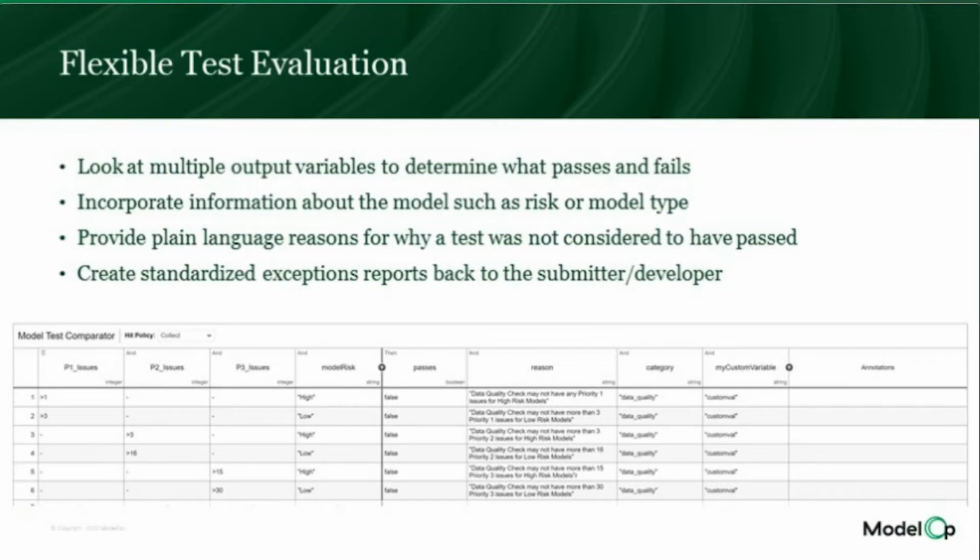So if it's high, we're saying for data quality issues, we can't have more than one. We're only allowing one P1 issue. Whereas if it's a low-risk model, we can have up to 3. And likewise, the same with priority 2 issues and priority 3.